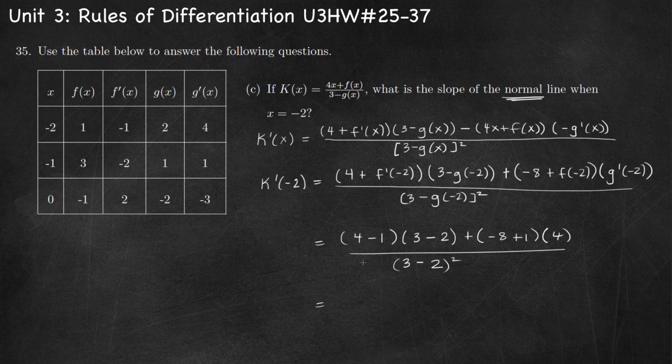Okay, so this is 4 minus 1 is 3. 3 minus 2 is 1, so 3 times 1 is 3, plus negative 8 plus 1 is negative 7. Negative 7 times 4 is negative 28. And then over 1. So this is negative 25. That gives us the negative 25 is the slope of our tangent line. We're asked to find the slope of the normal line. So we want to use the opposite reciprocal. So the slope of our normal line will be positive 1 over 25.